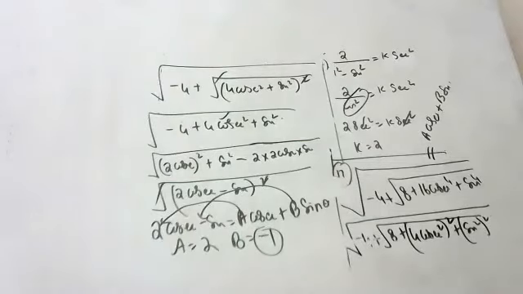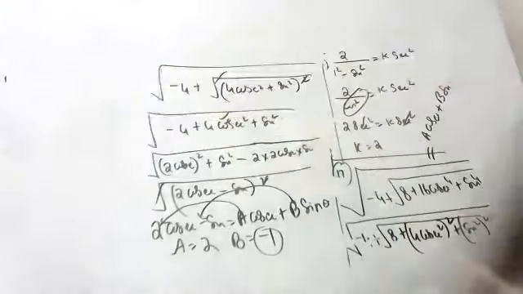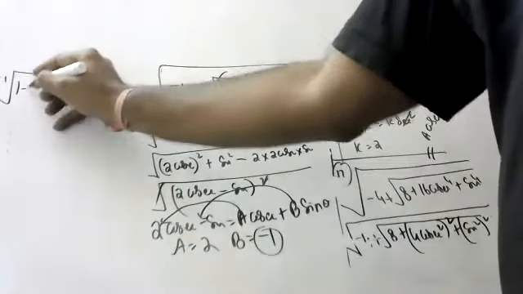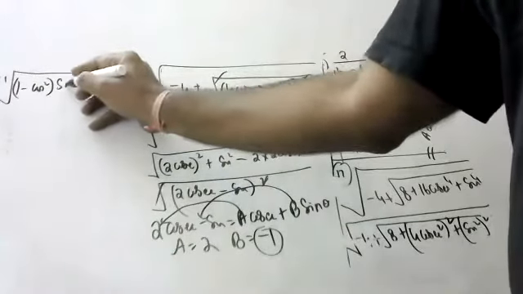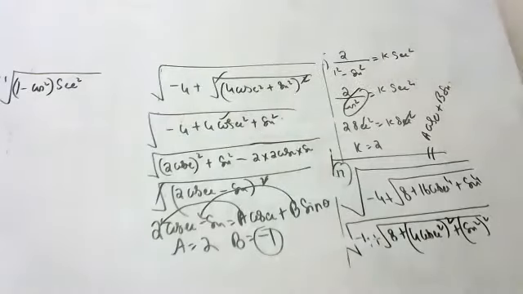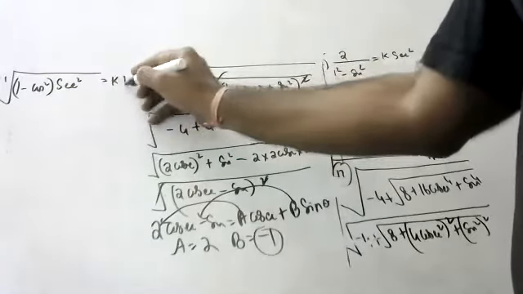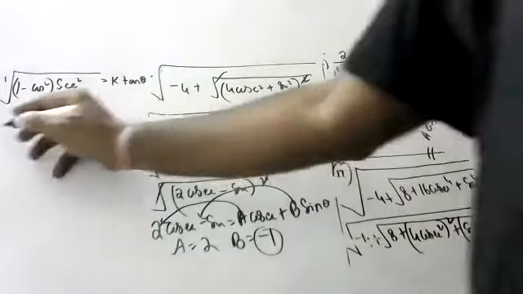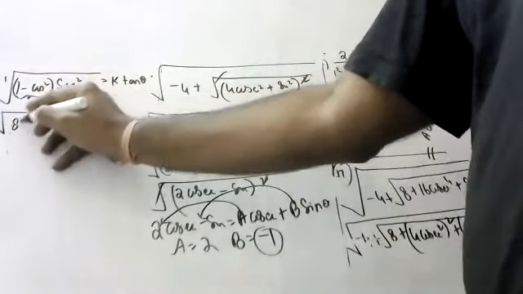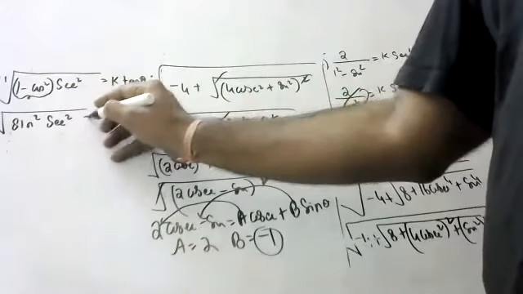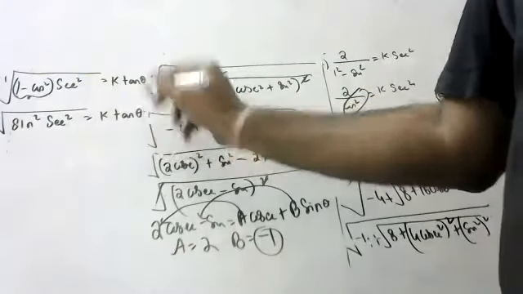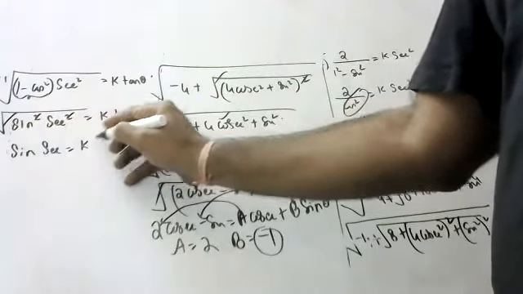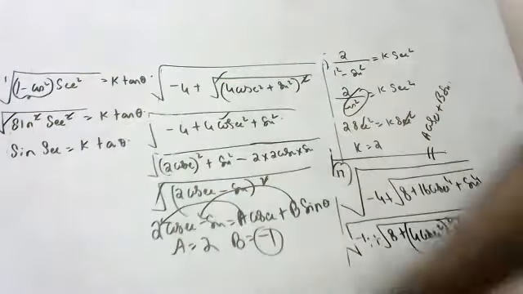So next one, children, 18th question they are asking: what is the root of 1 minus cos square into secant square? It is equal to k tan theta. What is the value of k? Sir, first, under root 1 minus cos square is sin square into secant square is equal to k tan theta. Sin into secant is equal to k tan.